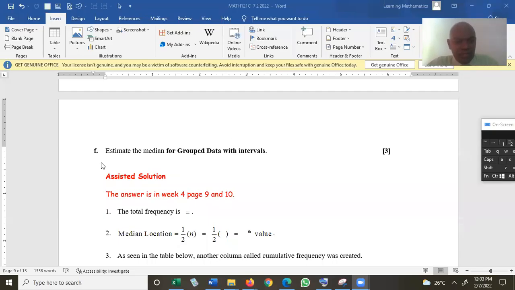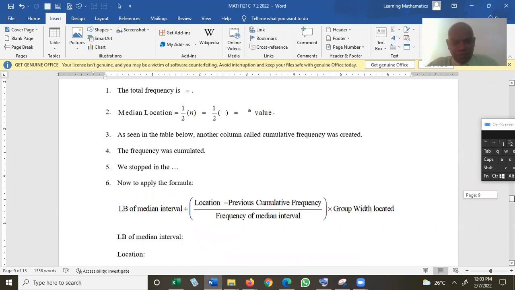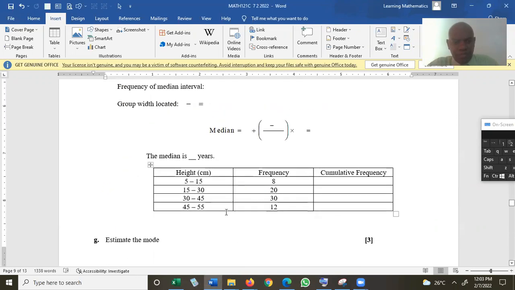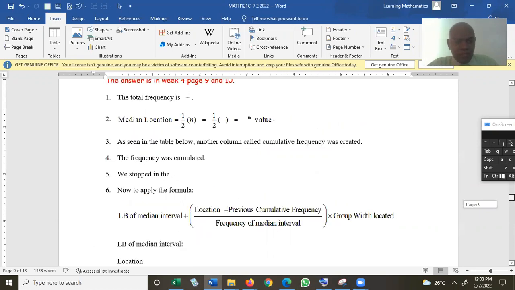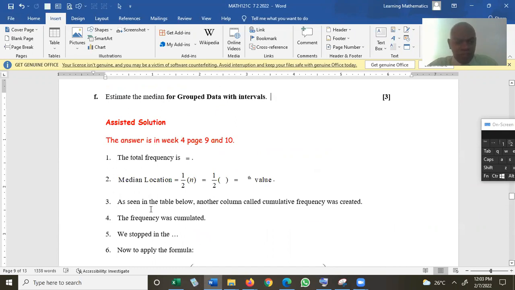This question says to estimate the median for grouped data with intervals. Let's take a look at the data set. Here it is, height in terms of intervals, and you have the frequency. Okay, so let's take a look at the assistance that is provided. Some steps were given.